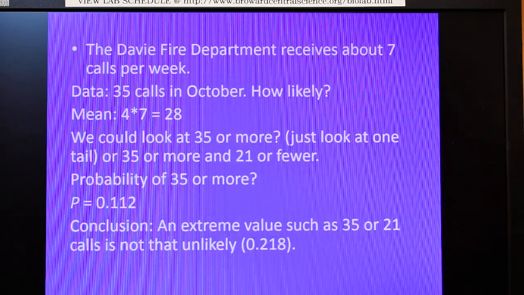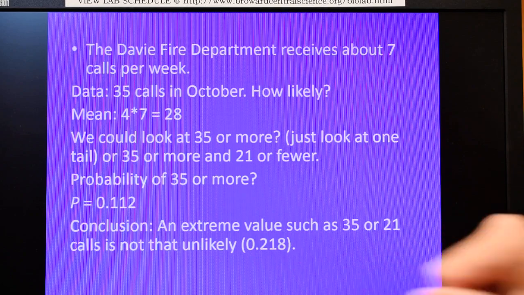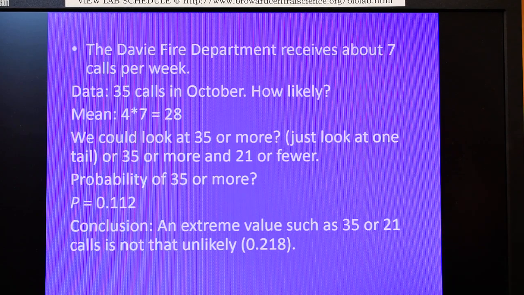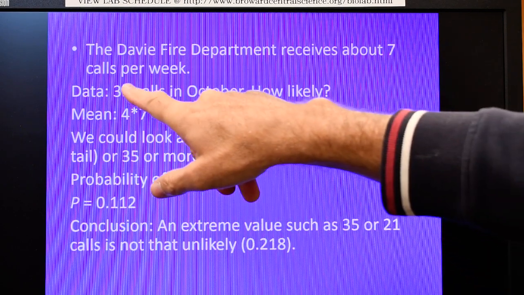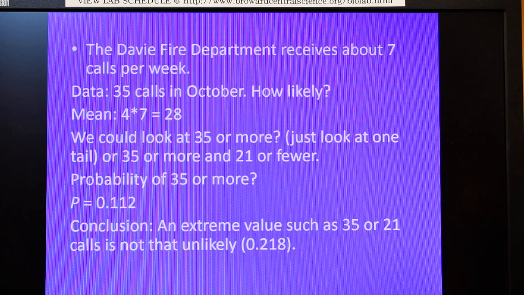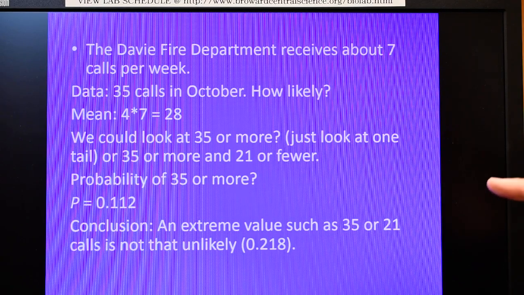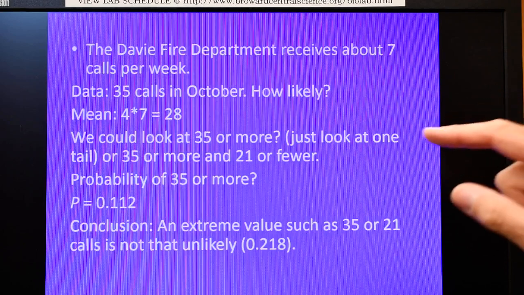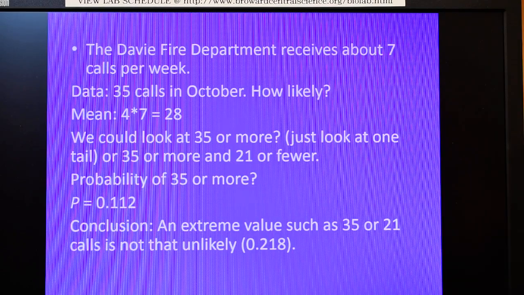You see what that means? That's how you interpret these cumulative probabilities. So it's not that unusual to get a really high score like that. Again, notice it's very important that you don't look at exactly 35. That's really not very helpful in terms of drawing a conclusion about whether or not something's going on during the month of October.